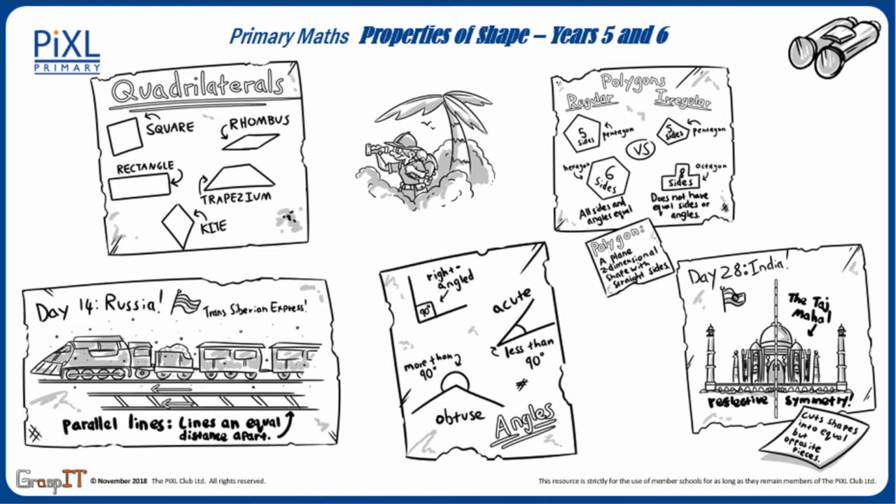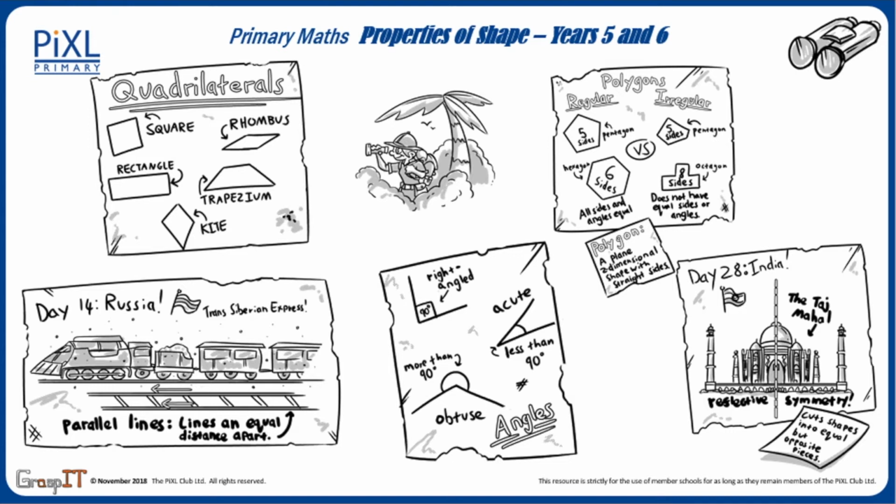Then if we look on the box on the bottom left hand side, we've got parallel lines there. So an example of parallel lines is train tracks, and parallel lines are straight lines that are an equal distance apart. Then if we look at the next box along, we've just got an example of some angles, a reminder of those. We've got a right angle, which is 90 degrees, an acute angle, which is less than 90 degrees, and an obtuse angle, which is more than 90 degrees. And that specific angle there is also a reflex angle.